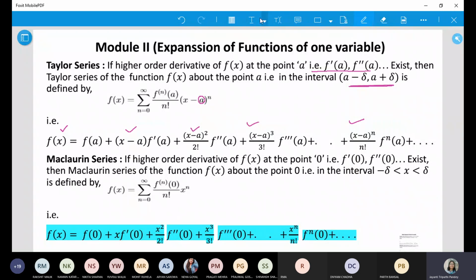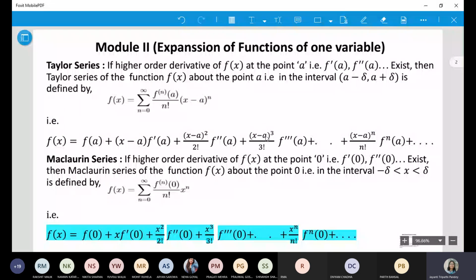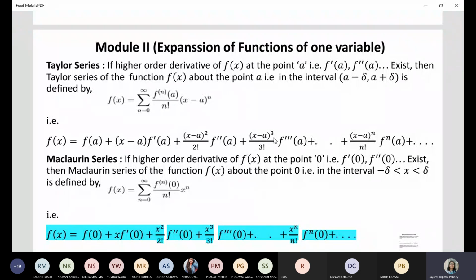So what is the motive of Taylor series? To get the function in polynomial form. And what is the requirement for a Taylor series? That the function should have higher order derivatives in the neighborhood of the point at which you are seeking expansion.